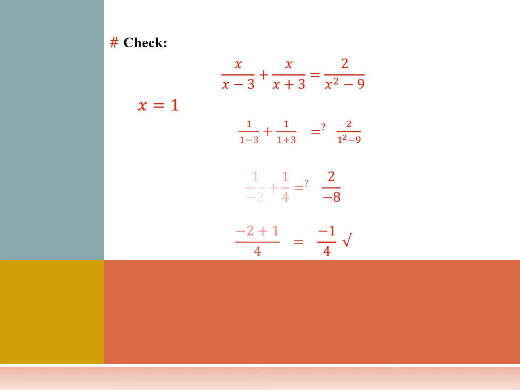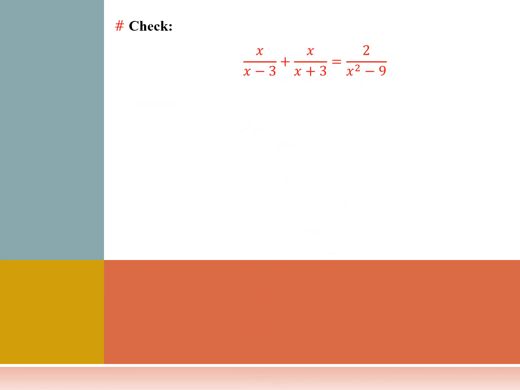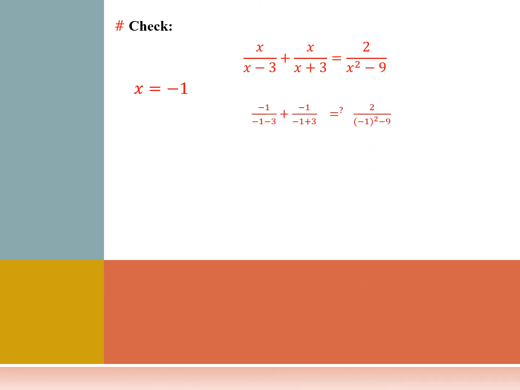And now for x equals minus 1, we also have to check. So substitute the value of minus 1 instead of x. We have minus 1 over minus 1 minus 3 plus minus 1 over minus 1 plus 3. Is it equal to 2 over minus 1 squared minus 9? We will see. So the first part, minus 1 over minus 1 minus 3, is minus 1 over minus 4, plus minus 1 over 2. Is it equal to 2 over minus 8?